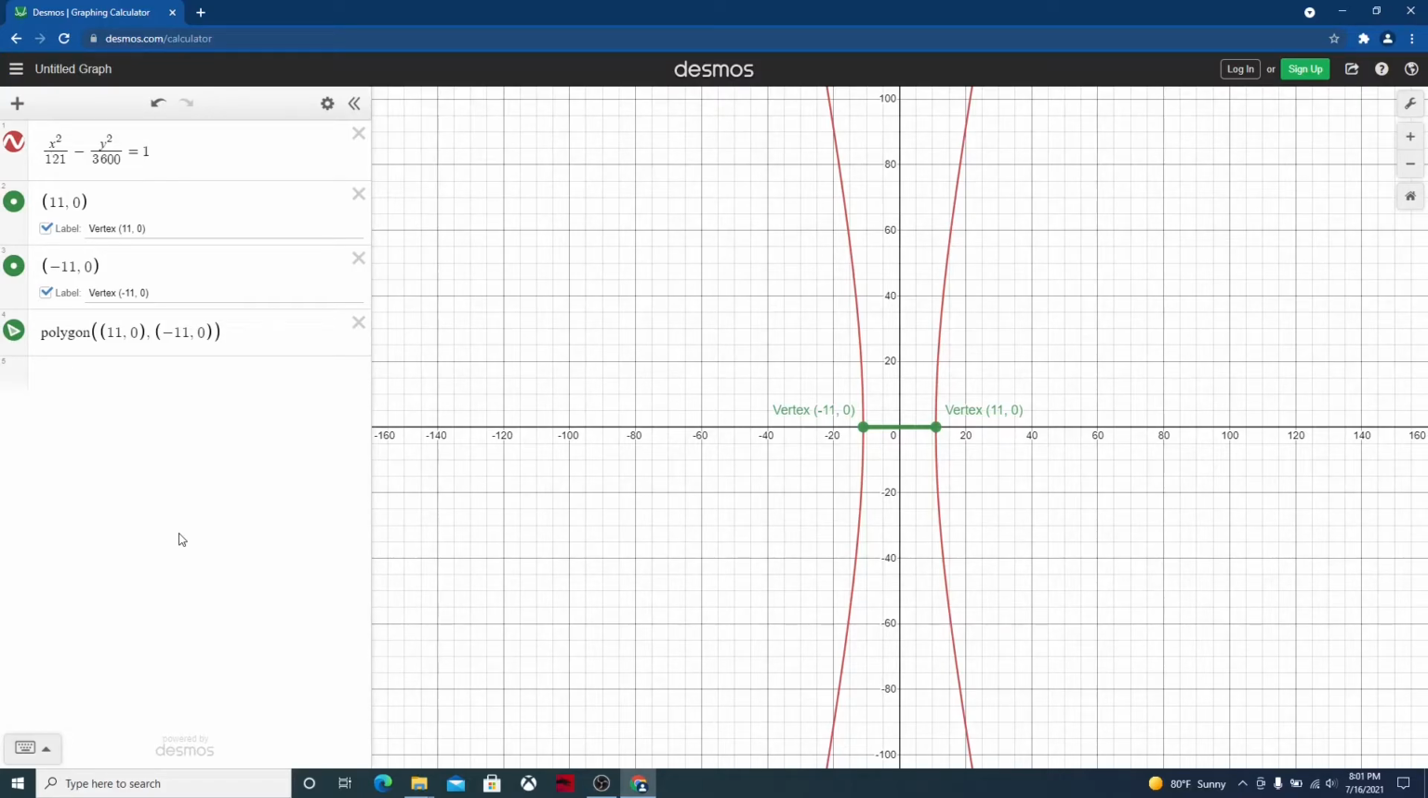So the next thing that we're going to do, and by the way, notice the connection between the x-coordinates of the vertices and the number that's underneath x squared. The square root of 121 is 11, and that's where we get these numbers for the vertices. On the other hand, the square root of 3600 is 60, and we're going to use that number to plot the co-vertices. So here are the co-vertices. We're going to have (0, 60), and again, that was the square root of 3600. And then our other co-vertex is (0, -60).